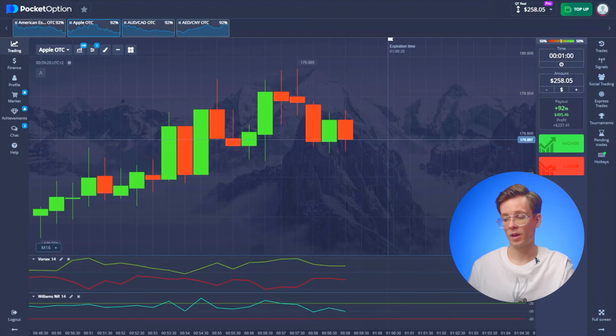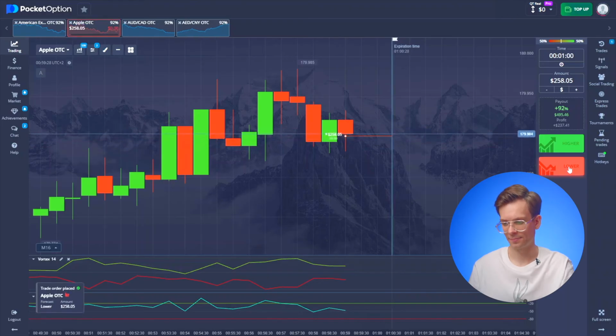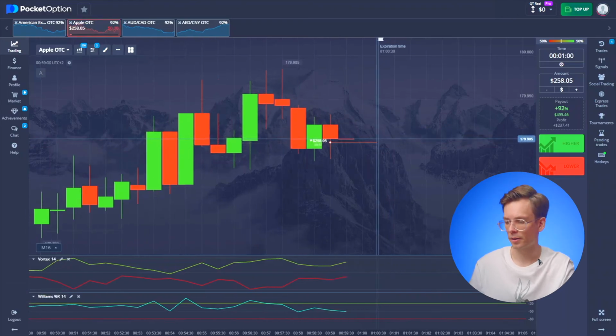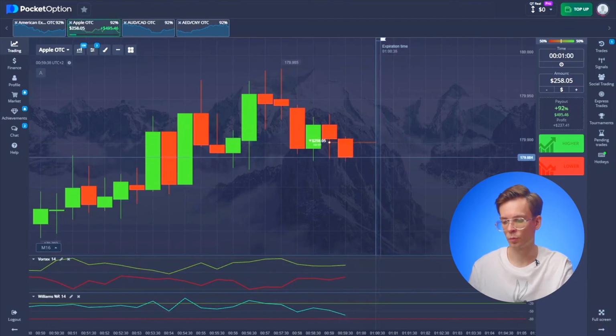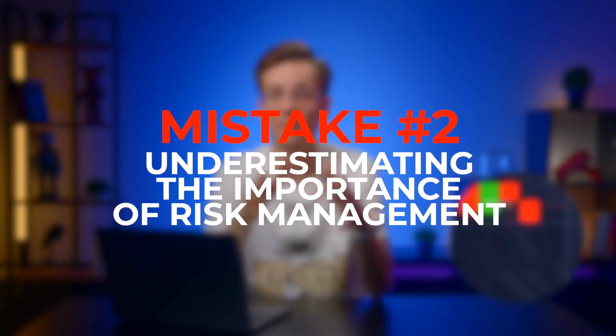Now we are moving on to everyone's favorite, Apple. Adjusting the data and waiting for a downtrend. The asset hit a peak, followed by a trend reversal. The Williams indicator is approaching 50 for the second time. This indicates the downtrend will continue. Mistake number 2 for all beginners, underestimating the importance of risk management. Oh boy, this was my Achilles heel. I thought I could just set a stop loss and everything would be fine. Not even close.